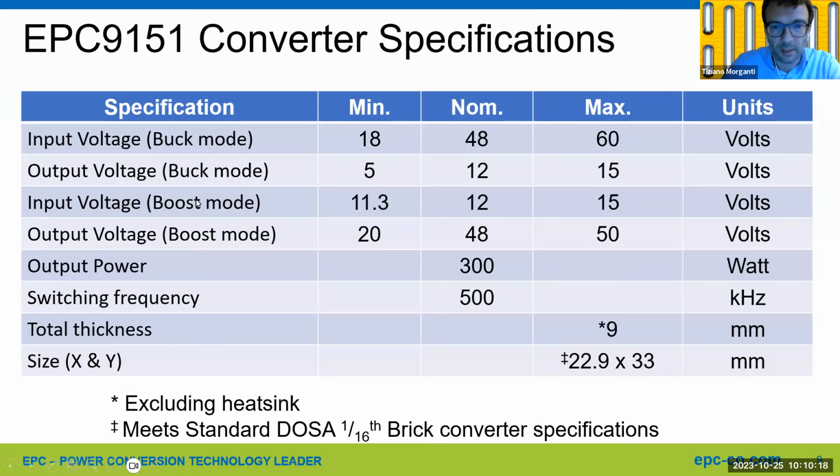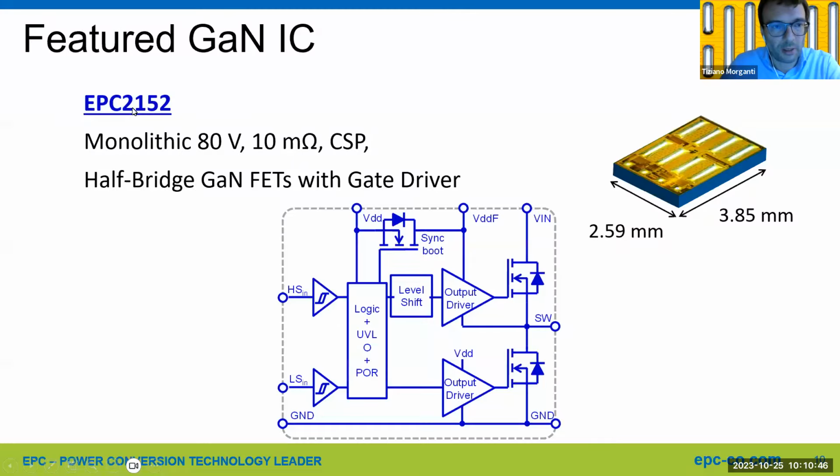Regulated. And it can also work in boost mode, so it's a bidirectional implementation. In this case, with input voltage between 11.3 and 15, and output voltage regulated to 48 volts. Output power is up to 300 watts, the switching frequency is 500 kilohertz, and the size is as reported in the table. It is based on a monolithic power stage, which is EPC9152. So this is an 80-volt half bridge with 10 milliohm FETs in a chip scale package.